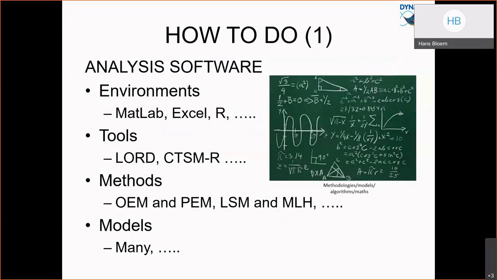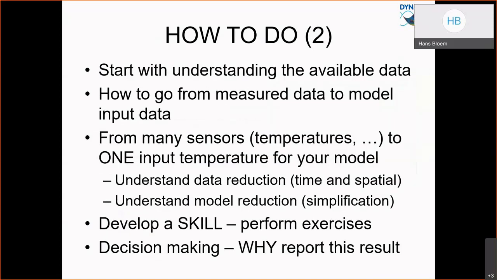I will skip this one because I have been more or less addressing it. Very important in this whole process is that you understand the available data that you have collected, how to go from measured data to data that will be used for your model. So in fact, how to go from many data from many sensors to, for example, one input temperature.